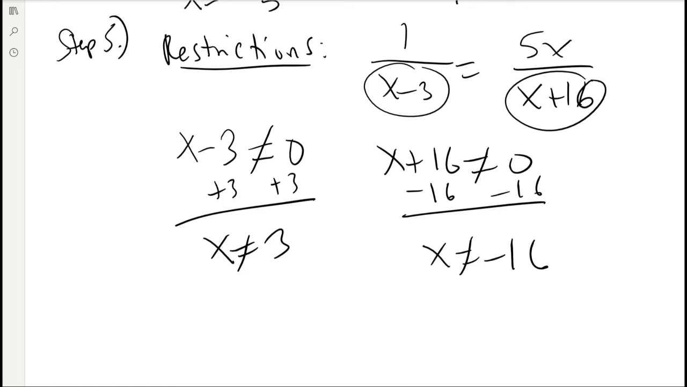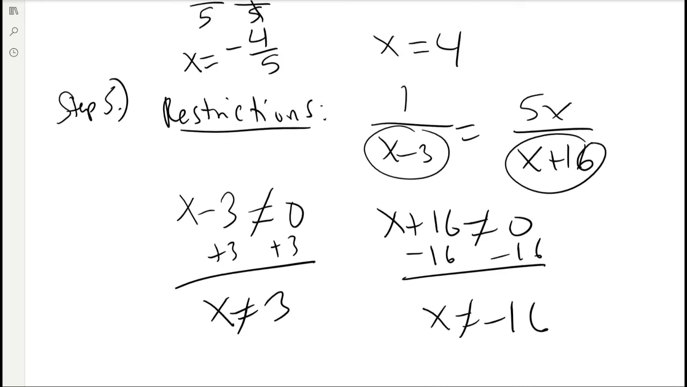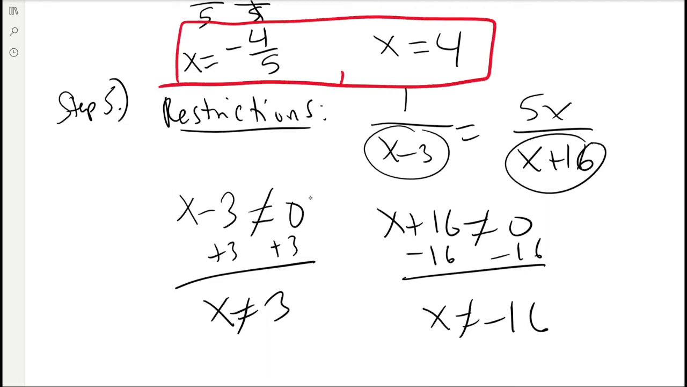These are our restrictions. And then we're going to match those to our solutions. So notice that none of these solutions match to our restrictions, which means that we are okay to go ahead and say that these two represent our solutions. So we have no extraneous solutions. But we have 2 actual solutions.